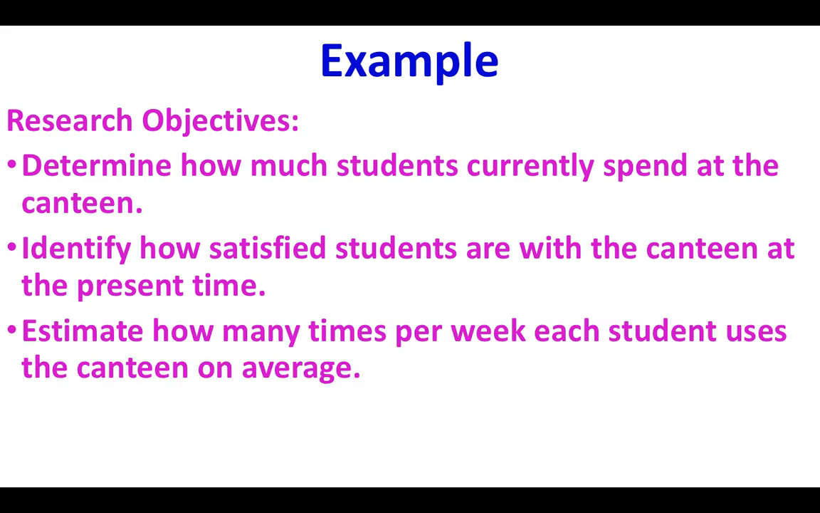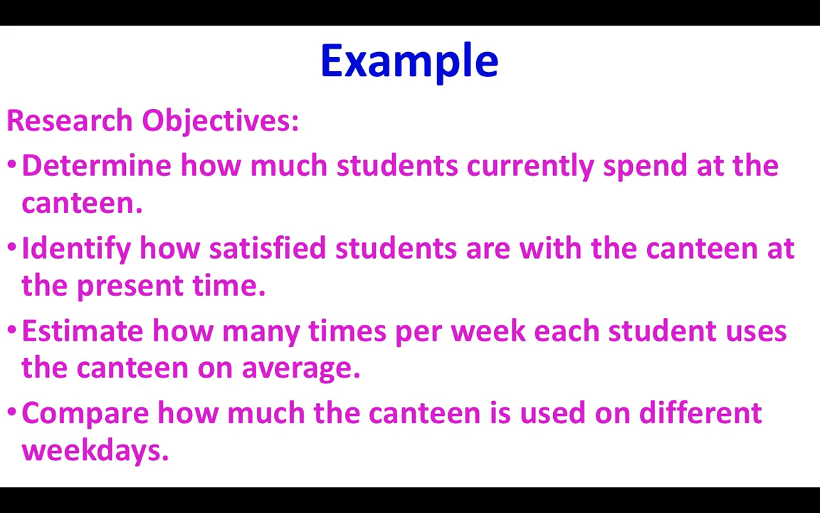We can estimate how many times per week each student uses the canteen on average, because we can't go around and ask every single student to fill in a questionnaire, but we can get a bunch of people to fill it in, and using that we can estimate how many times each student is likely to go to the canteen, and we can compare how much it's used on different weekdays. So that gives us a number of research objectives, and now it's much easier for us to write some questions based on those specific research objectives.